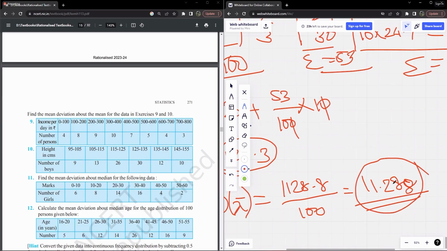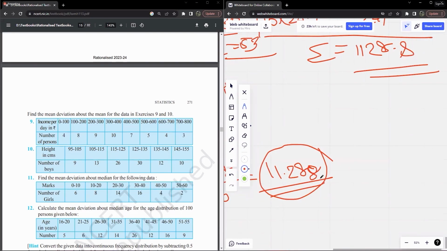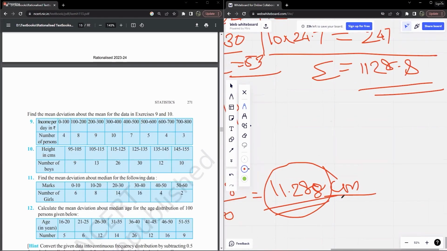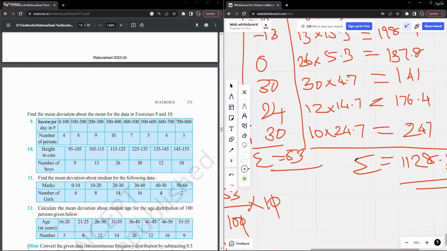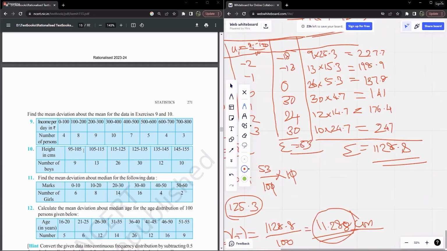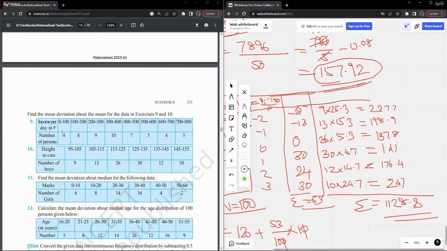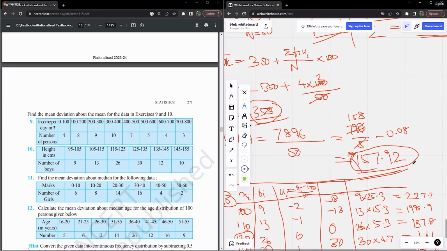This is the final answer. Since this unit is in centimeters, you have to write centimeters over there. Similarly, over here you'll have to add the rupees because your income is per day in rupees. If you want to add per day, you can also do that. That's not strictly required, but you can do that. But do not forget the units.